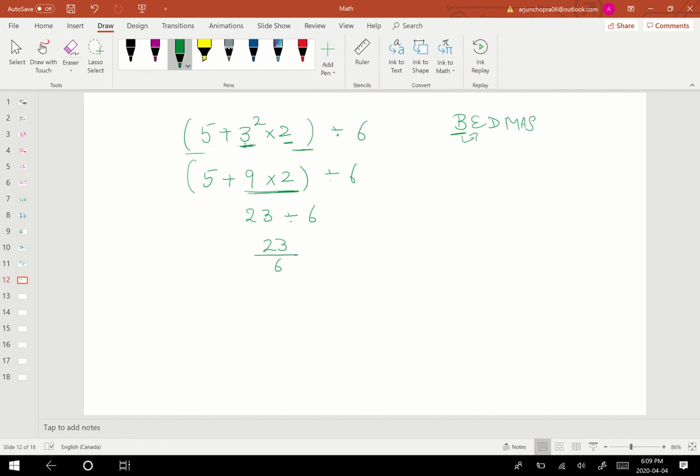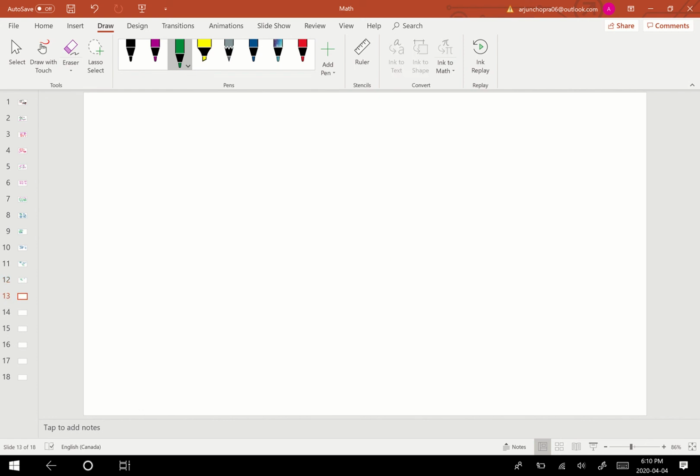If you want to convert it into the mixed fraction form, we can. How many times does 6 go into 23? 6 times 3 is 18. The leftover will be 5, so it is 3 and 5 over 6. That will be my final answer in the mixed fraction form. And now these are the BEDMAS rules.